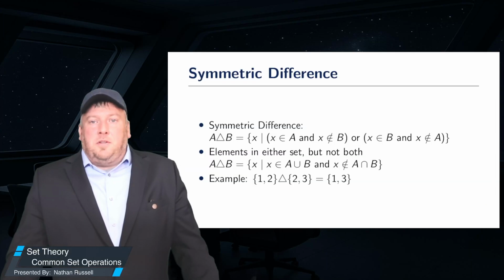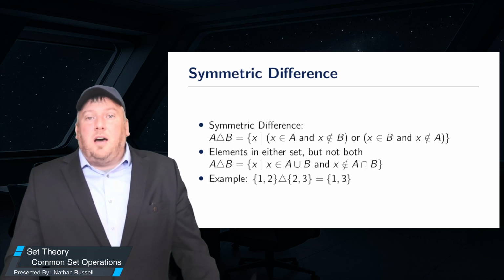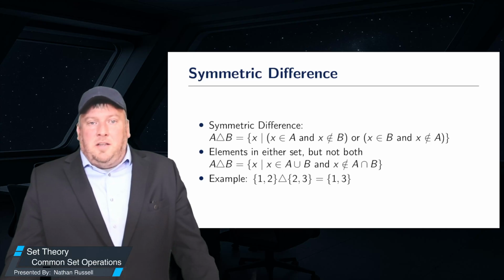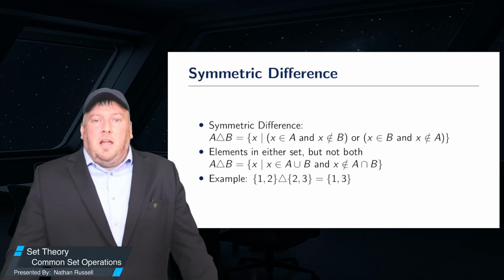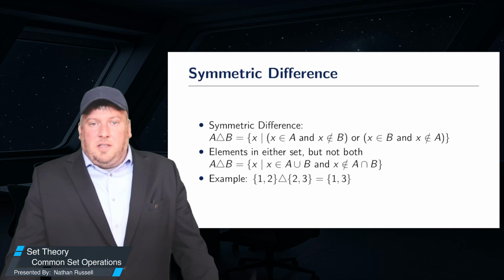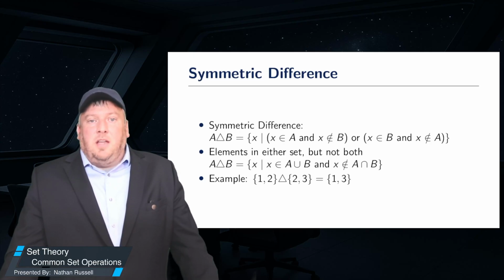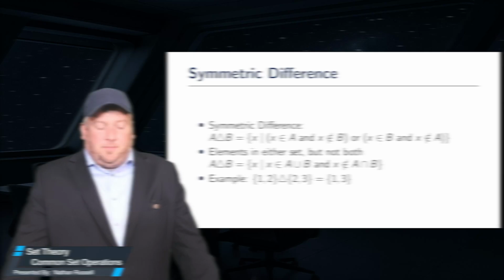The symmetric difference of two sets is simply the set of elements that are in either set, but not in both. It removes the overlap and keeps the differences on each side. For example, if A is 1 and 2, and B is 2 and 3, then the symmetric difference is the set of numbers containing 1 and 3. Notice that 2 has been removed because it's in the intersection of A and B.